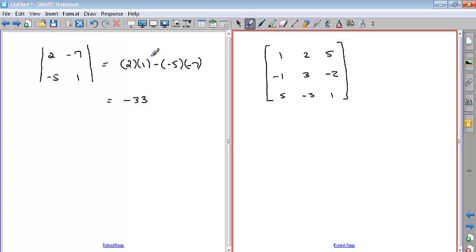So you can't just use this formula that we've just talked about. So the way you do it is you have to create 2x2 matrices from this 3x3 matrix. And you can choose any row or any column within this matrix. And you can kind of use that as the basis for doing your calculations. So I'm going to choose row 1.